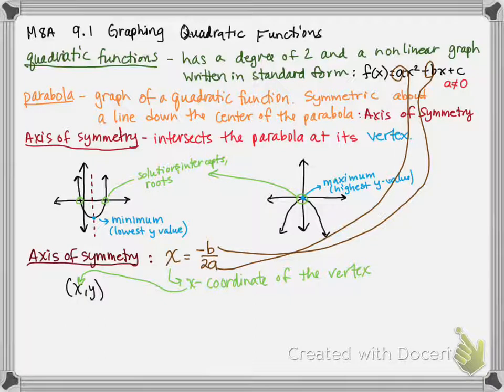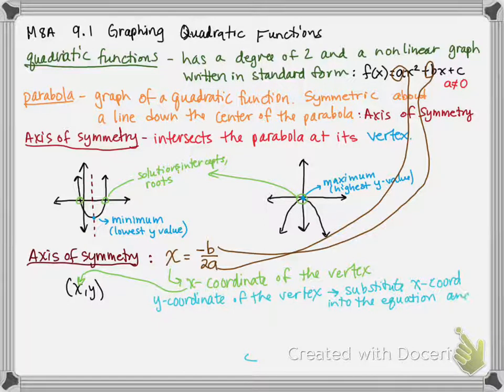So how do you figure out the y-coordinate? Well, you got to do some math. So the y-coordinate of the vertex, we substitute the x-coordinate, which we just got from the axis of symmetry, into the equation, so that's your quadratic function equation, and solve for the y-coordinate. Okay, so that's going to be interesting.